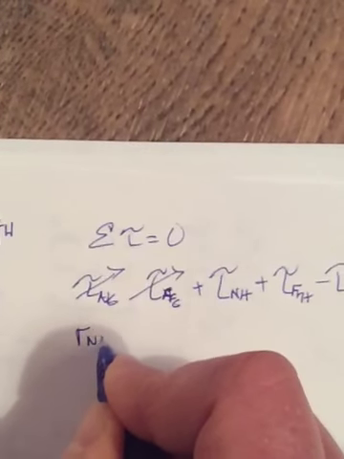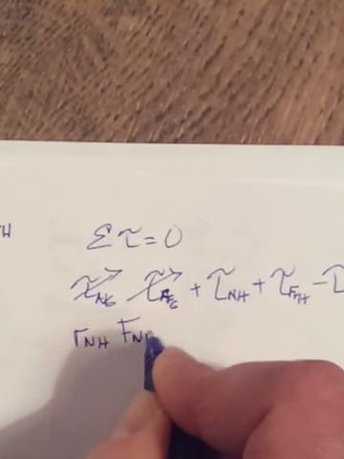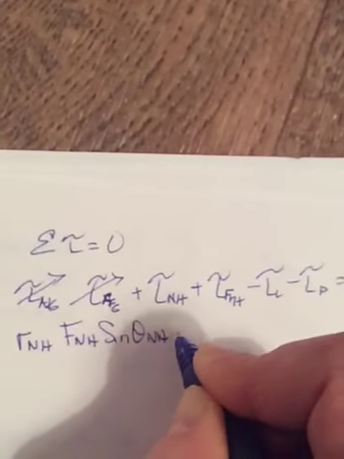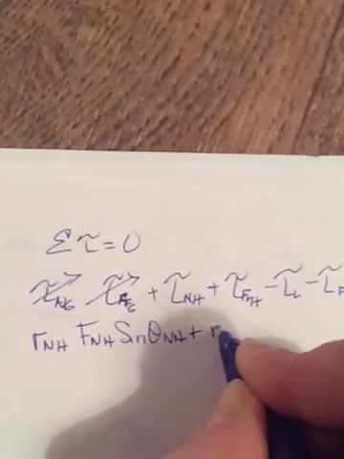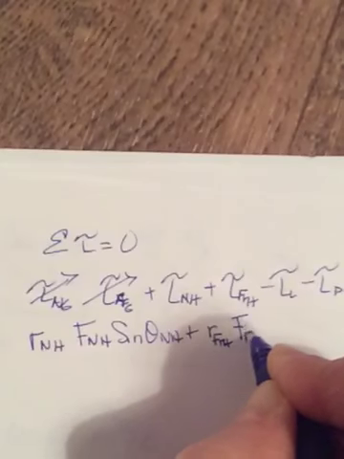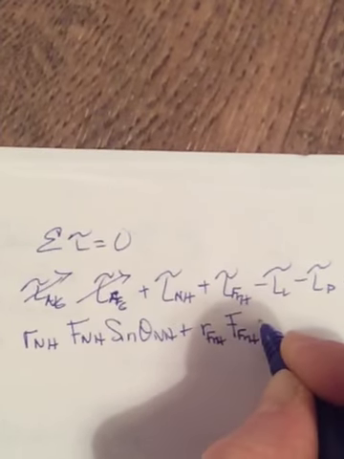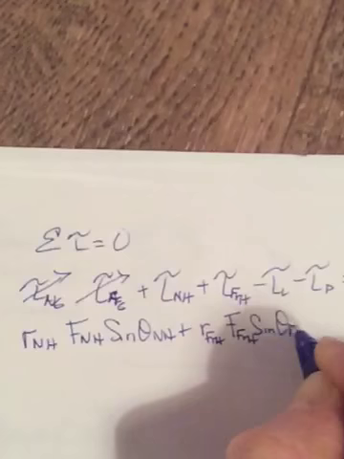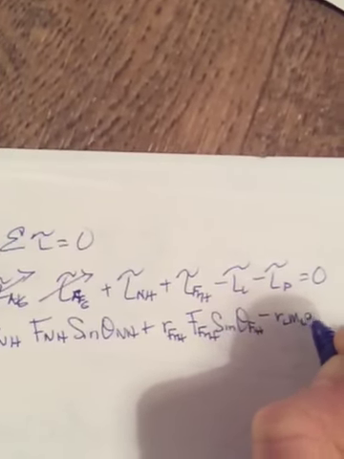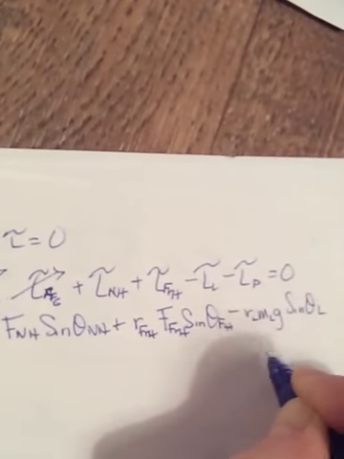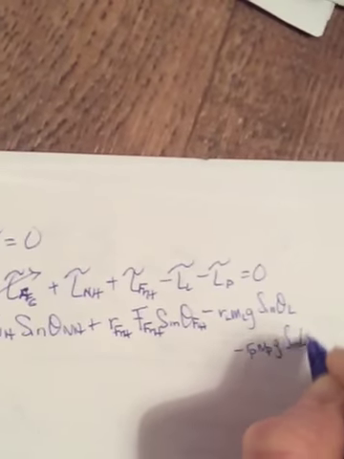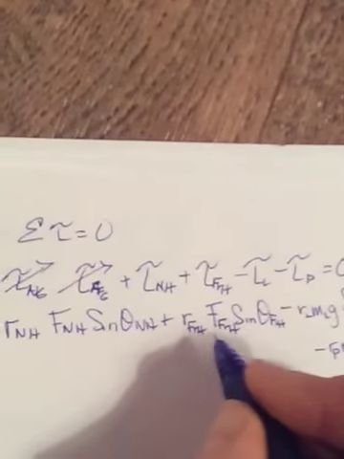So it'll be R normal of the house, F normal of the house, sine theta normal of the house, plus R friction of the house, F friction of the house, sine theta friction of the house, minus R of the ladder, M of the ladder, g, sine theta of the ladder, minus R of the person, M of the person, g, sine theta of the person. Okay, and that's going to equal 0.